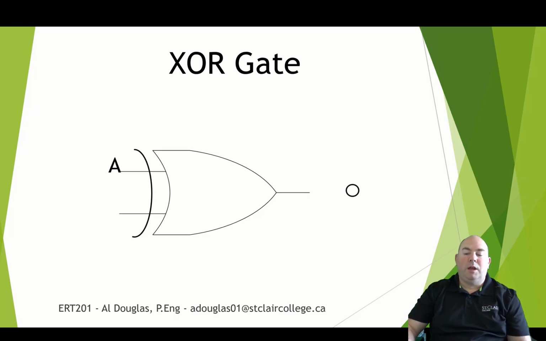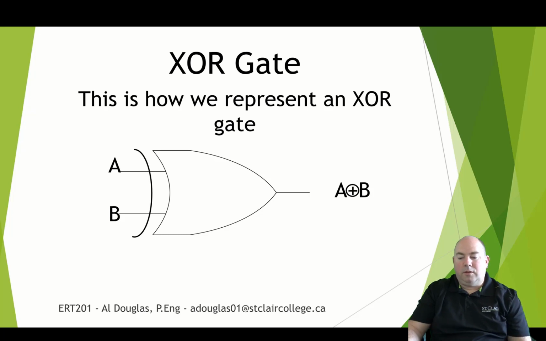Now we're going to talk about the XOR, so the exclusive OR. This one's kind of funny. This one's a unique one. This is how we represent it. It looks like an OR with this little line added to it here. And you'll notice the plus sign with a circle around it, that is the symbol for XOR.